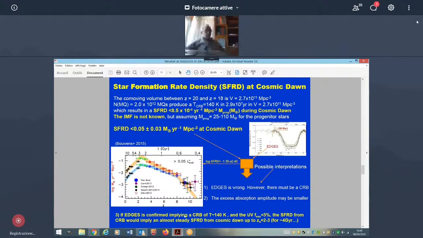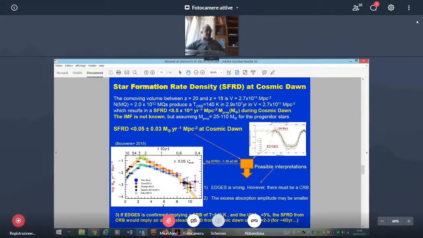But if it is confirmed and implies a cosmic radio background of this brightness temperature, and assuming that the escape fraction of UV photons from the very early small galaxies was less than 5%, this conclusion might be biased by the fact that the UV cannot arrive to us because of the very large absorption by the atomic hydrogen at that time.